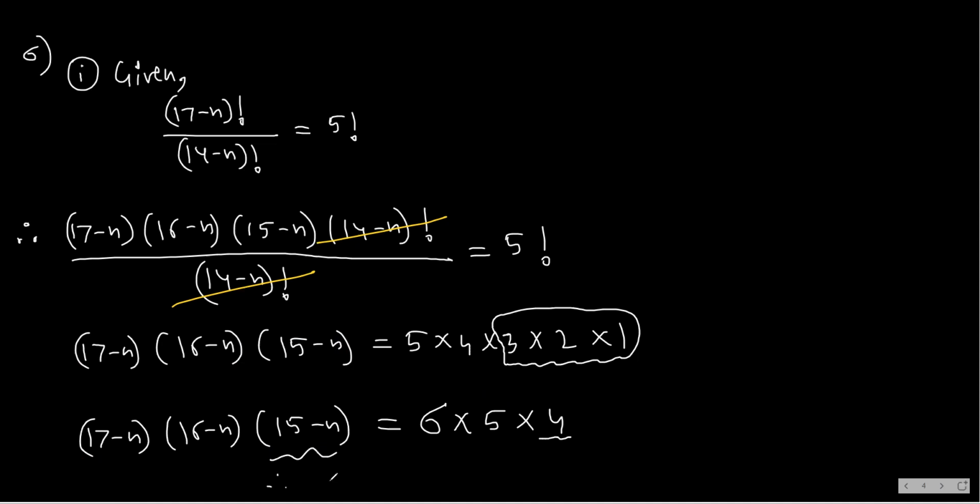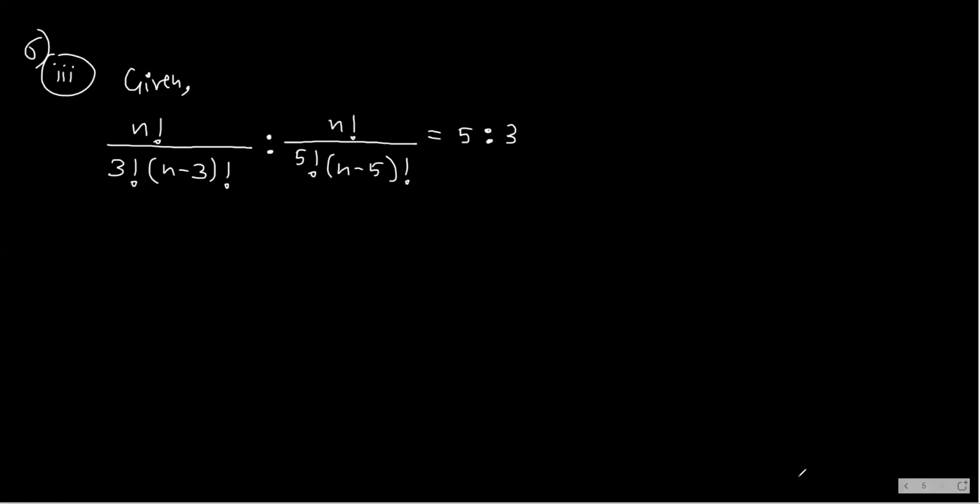So I write here, therefore, 15 minus n is equal to 4. This implies n is equal to 15 minus 4, which is 11. I got the value of n. I hope you followed it. Please copy this.